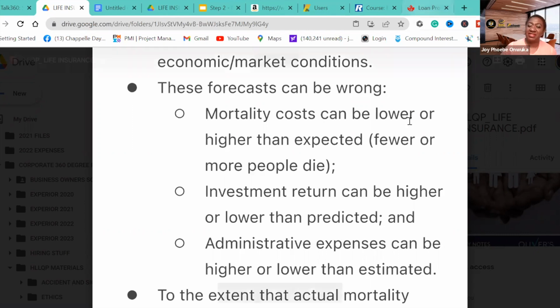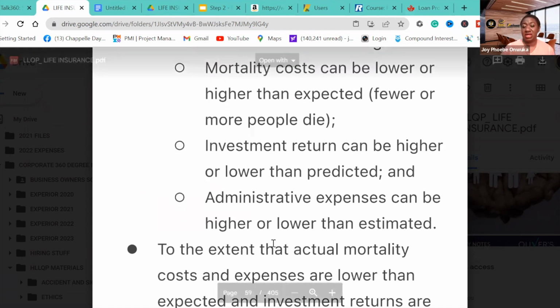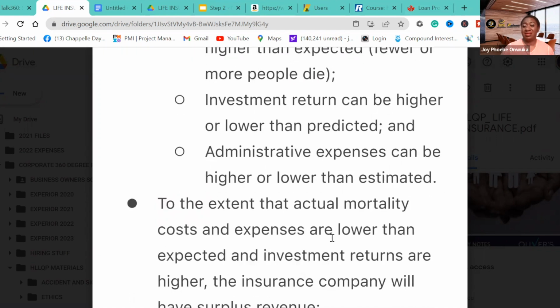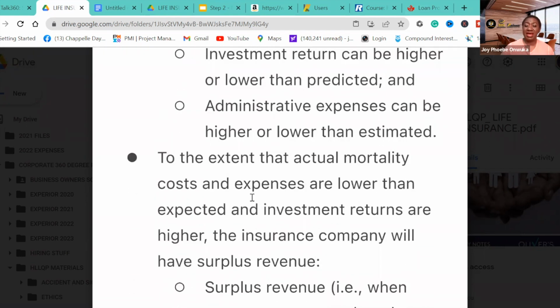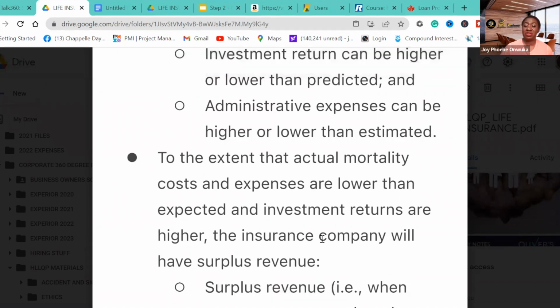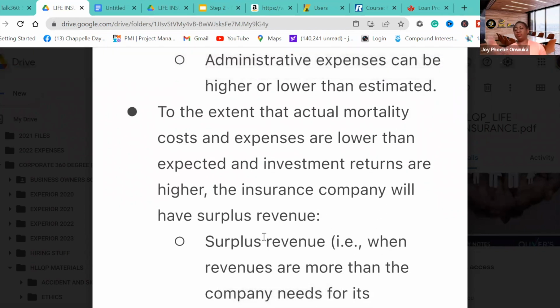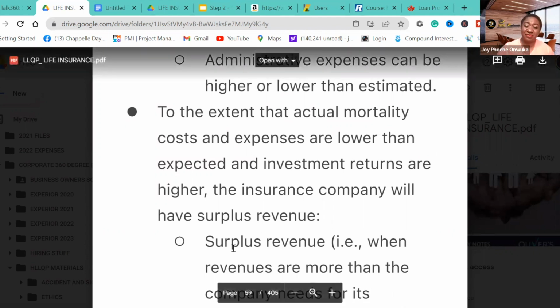Good. Now, investment returns can be higher or lower than predicted, and administrative expenses can be higher or lower than estimated. So, to the extent that actual mortality costs and expenses are lower than expected and investment returns are higher, then the insurance companies will have surplus revenue. This kind of makes sense, right? I think this is very straightforward, so I don't need to overflog it.